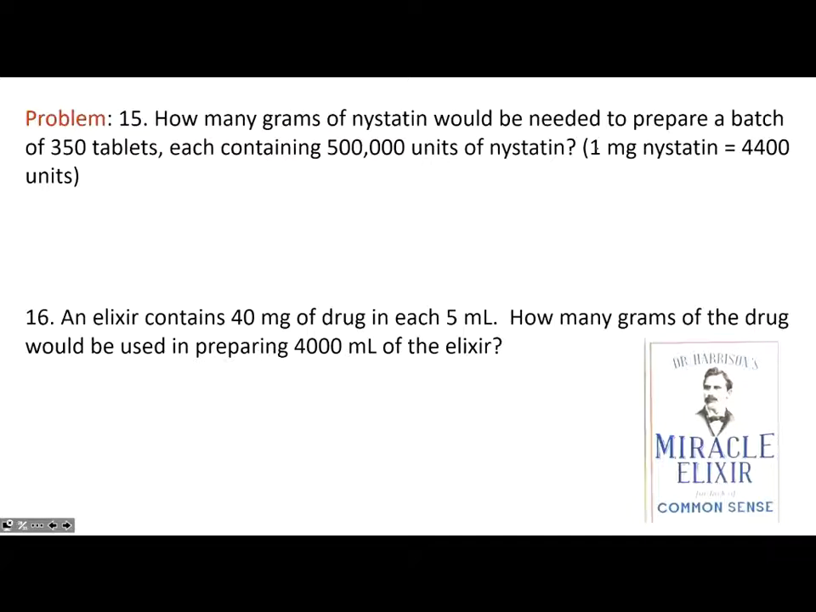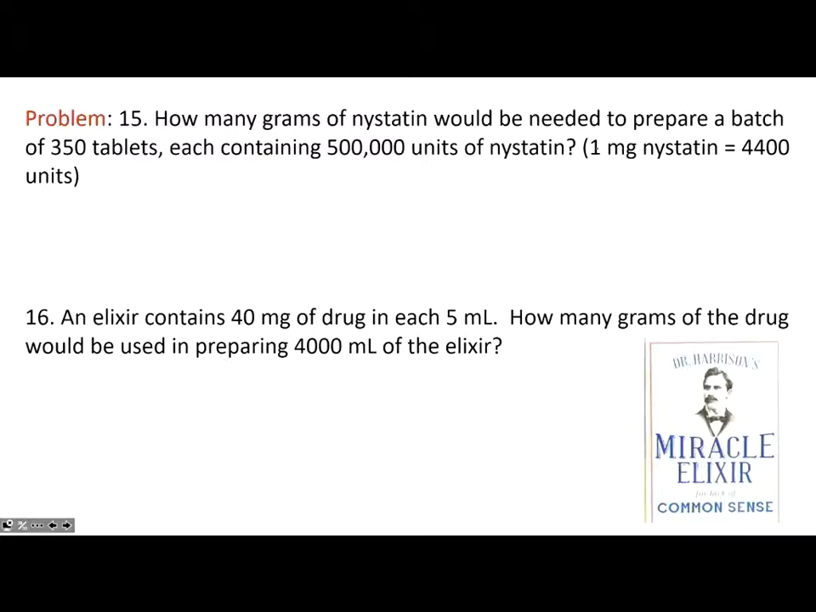Question 15 says, how many grams of nystatin would be needed to prepare a batch of 350 tablets if each of those contained 500,000 units of nystatin? Okay, and I tell you that 1 milligram of nystatin contains 4,400 units. All this is going back to the chapter about units of activity. It's just a different way to express concentration and drug amounts, but we can deal with that.